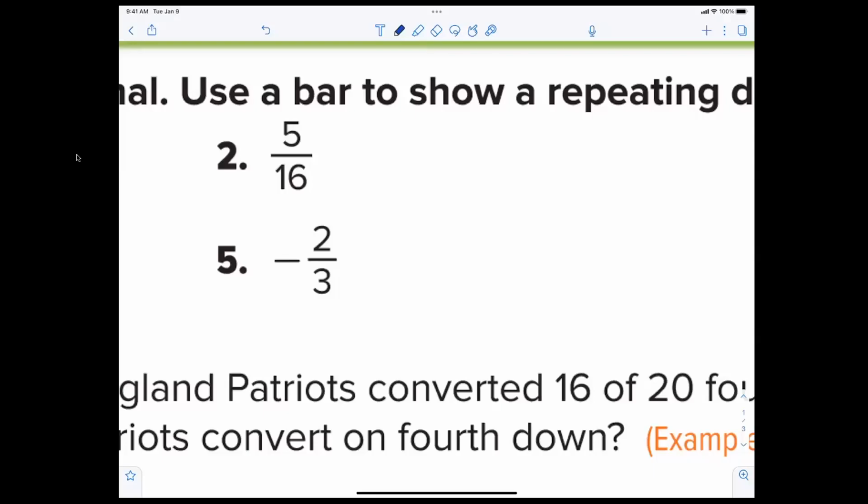We're doing the 5/16. So let's go. I want you to do the division for me. I'm going to write it out for you, and then you're going to tell me what goes where. Now, how many times does 16 go into 50?